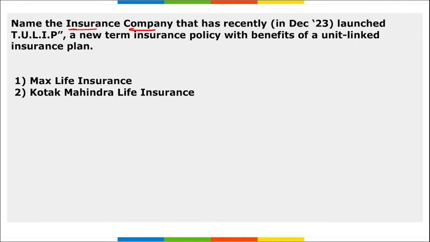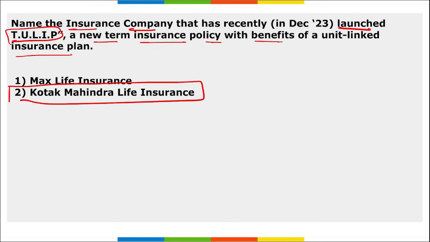Next, name the insurance company that recently launched Tulip, a new term insurance policy with the benefits of a unit linked insurance plan. So, Tulip was launched by Kotak Mahindra Life Insurance. Correct? Tulip stands for Term ULIP. This offers a refund of 2 times the premium allocation charges in the 10th, 11th, 12th, and 13th year, and the policy also offers loyalty addition of up to 30% of the fund value.